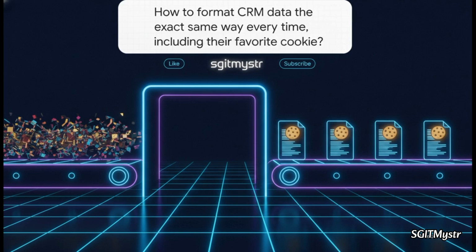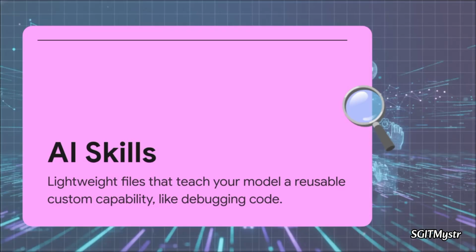If our sales team needs a report that includes the customer's name, their contact info, and, very importantly, their favorite type of cookie, we literally cannot afford for the model to just forget the cookie data on Tuesday because it felt like formatting the report differently. We need strict consistency. And that is exactly what AI skills solve. They act as these lightweight, deterministic rulebooks that teach your model exactly how to behave for highly specific tasks.